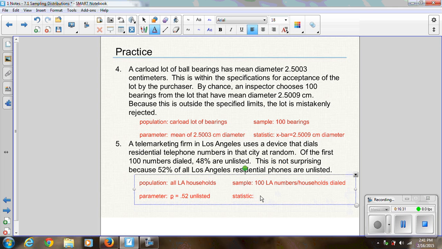And the statistic in this case, this is going to be my p hat. Again, it's a proportion. And if I'm dealing with a proportion, I'm going to be dealing with a proportion in my sample as well as in the population. That's not going to change. And in this case, my sample proportion is 48% that have unlisted numbers in the sample.